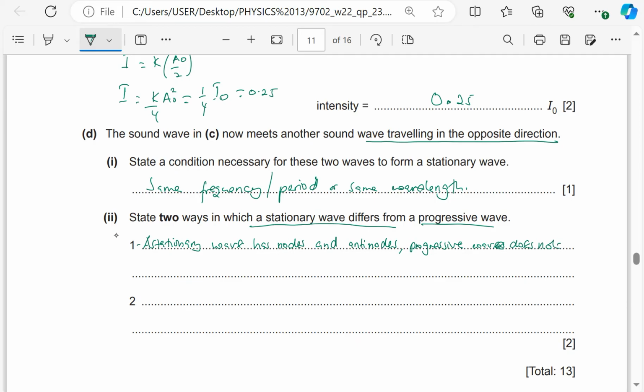That's number one. Number two, I think a stationary wave does not transfer energy. A progressive wave does.